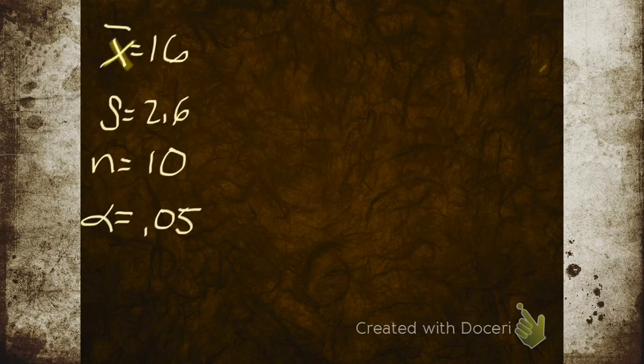When are we going to use the t? When we don't know the population standard deviation. Here we have the sample standard deviation. When we don't have the population standard deviation, we're going to use a t-chart.